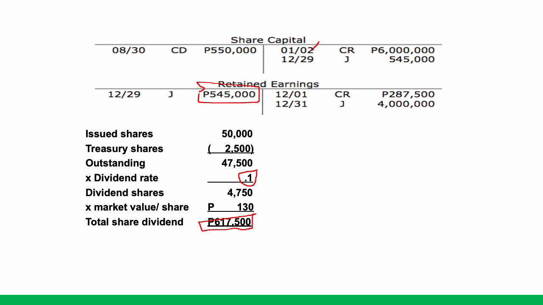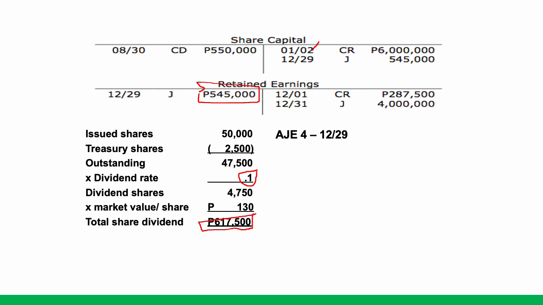617,500. So, magkano yung difference? So, magkano yung remaining amount that should be debited pa? 6,175 less 545,000, how much? 72,500. So, since kulang lang yung debit sa RE, yun na lang plus yung magiging adjustment.